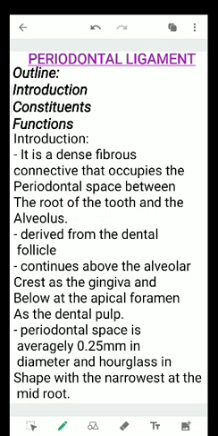It is derived embryologically from the dental follicle and continues above the alveolar crest as the gingiva, the gum, right? And below at the apical foramen as the dental pulp. Hence, we could relate, that is why gingivitis can progress to periodontitis. You get?